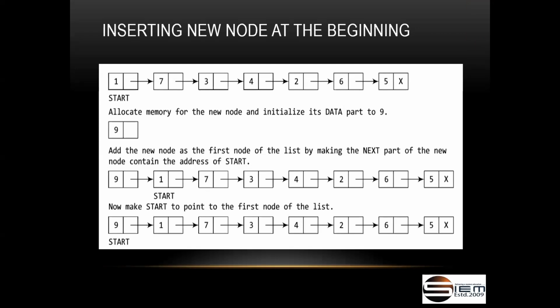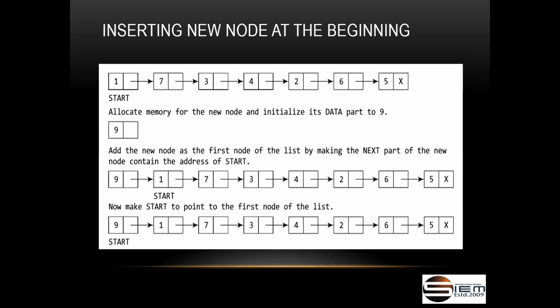So where is the address of this one stored? In start. So the new node's next part will contain whatever address is present in start. And then start equals new node. So first this joining you will do so that it is attached with this one. Then you will not lose it. And then you join the other one. Clear?